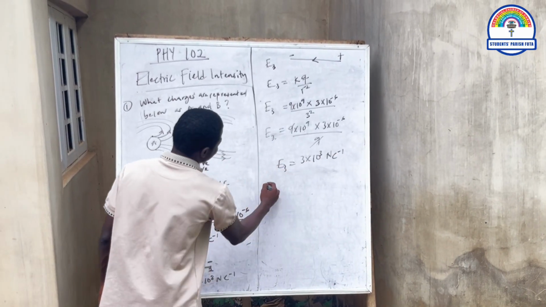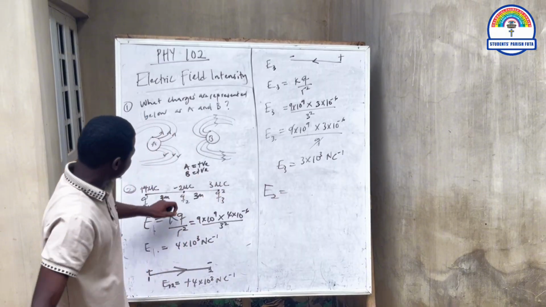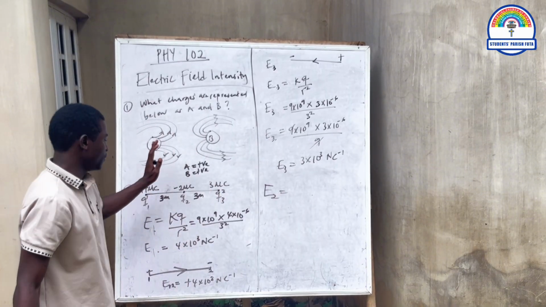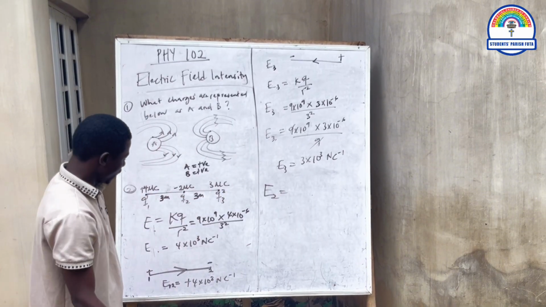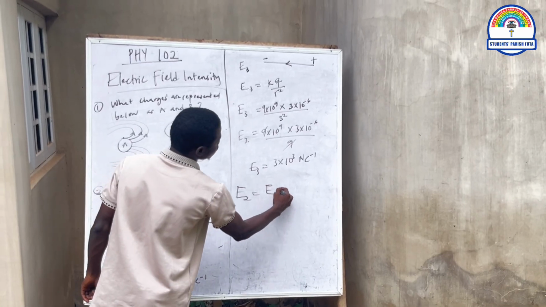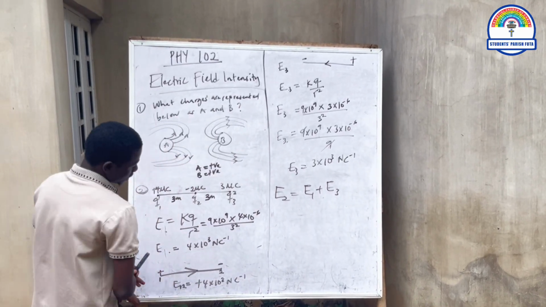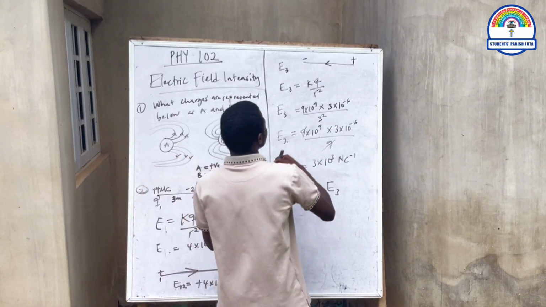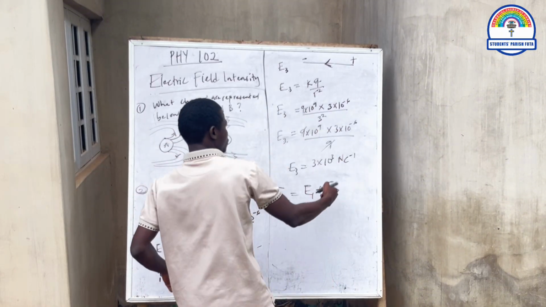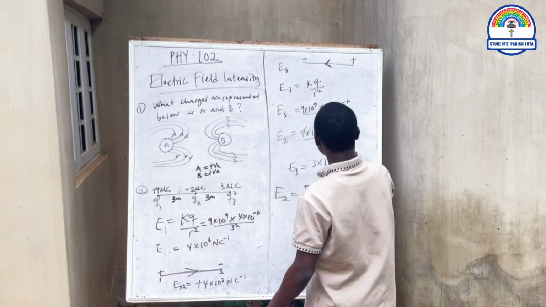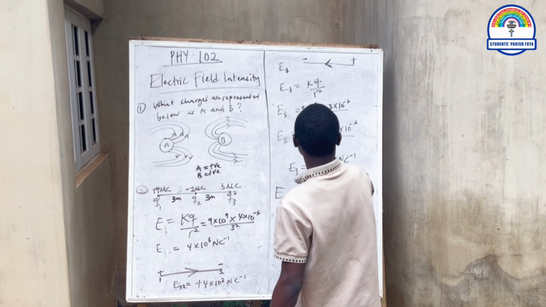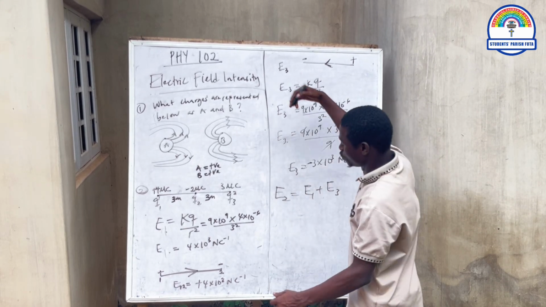So to get your electric field at point 2, that is the influence of this on this, how do you get it? By the superposition theorem, E1 plus E3. But let's look at the direction. The direction of this one is this way, and the direction of this one is this way. So this is negative, right? So it will be negative 3 times 10 raised to the power 3 because it is this way.